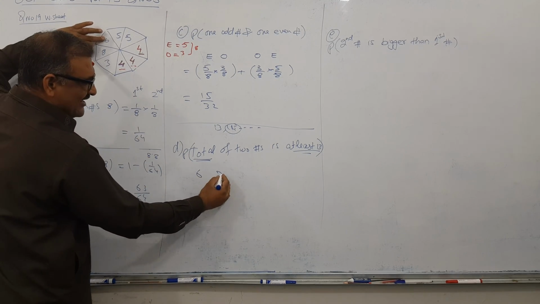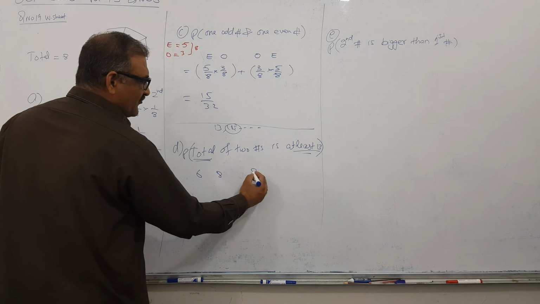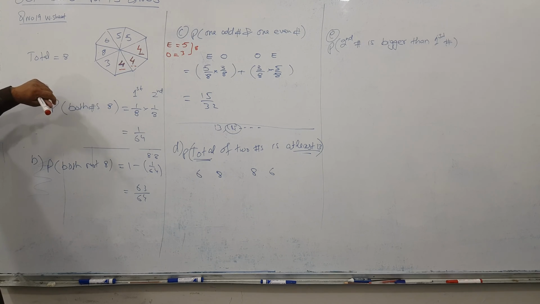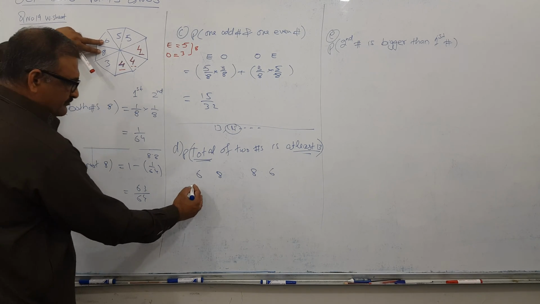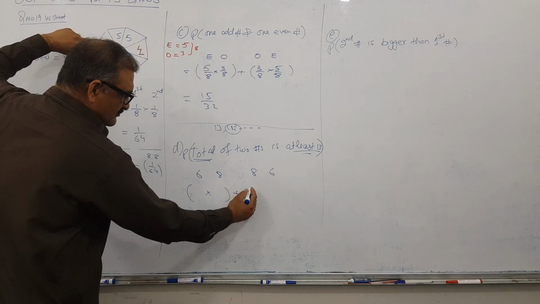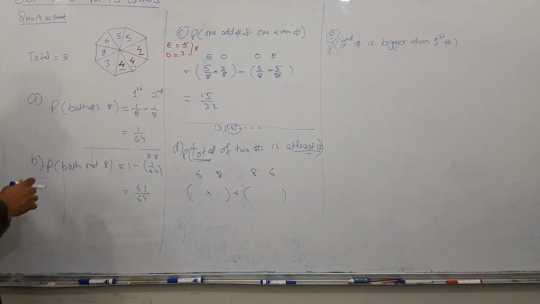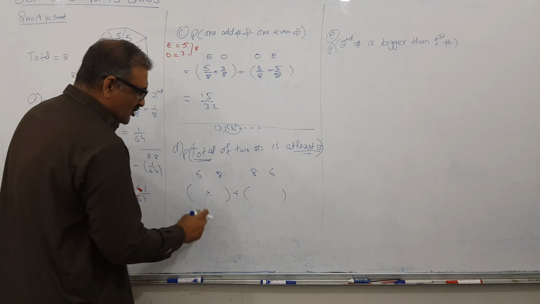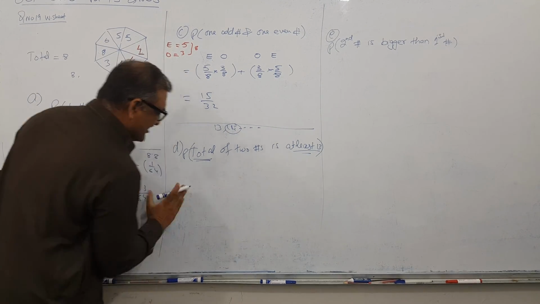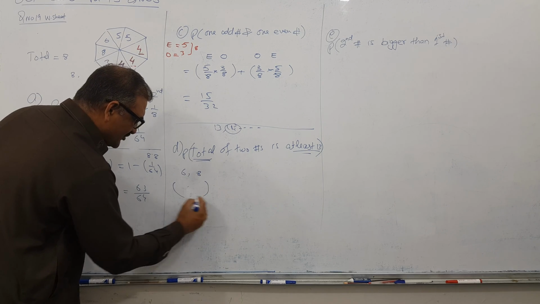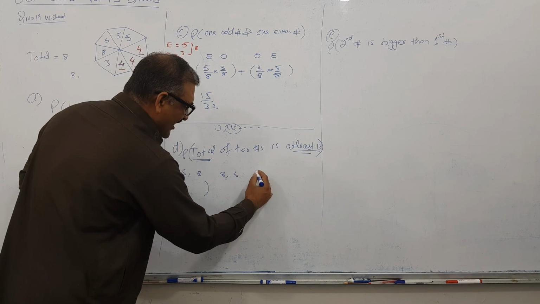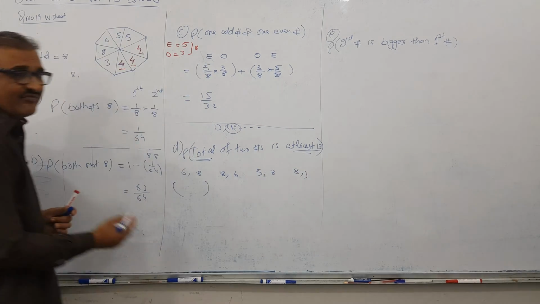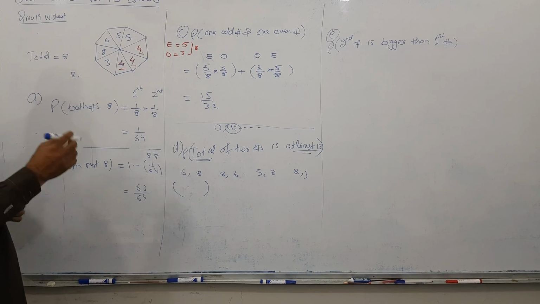So 6 comes before and 8 comes later, or 8 comes before and 6 comes later. And if I add them, what answer comes? So 6 and 8 give 14. And 8 plus 5 gives you 13 as well. So we can say that 6, 8 and 8, 6 is one option. And 5 plus 8 is 13 and 8 plus 5 is 13. Yes, we have the possibility, correct.